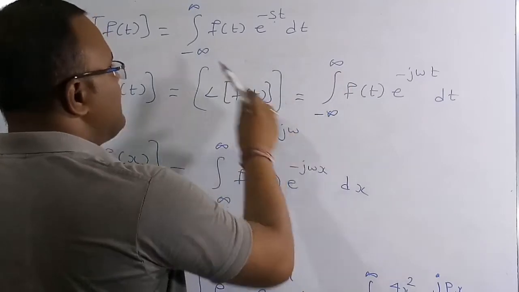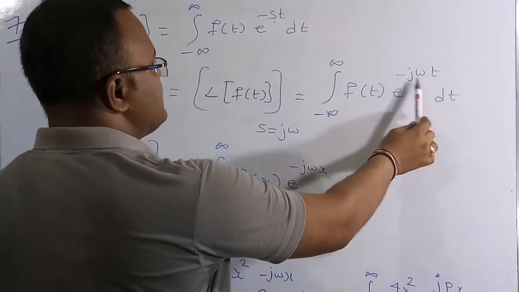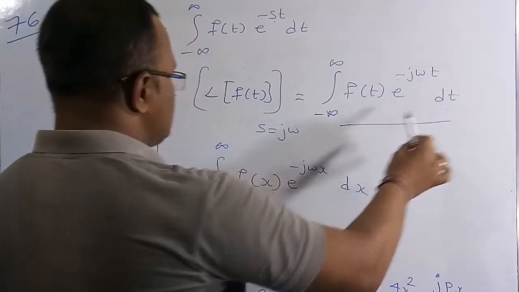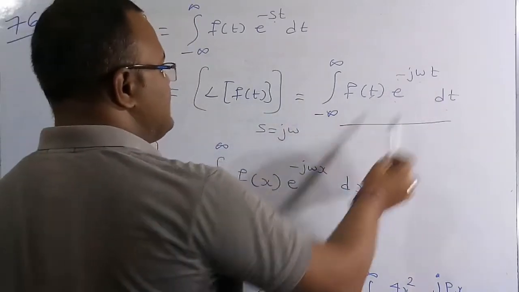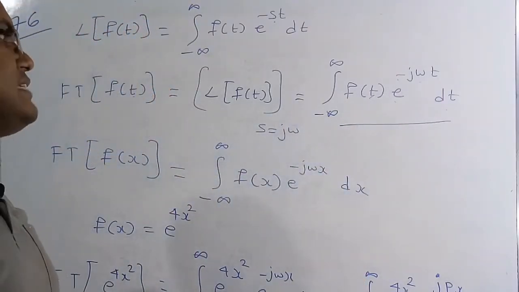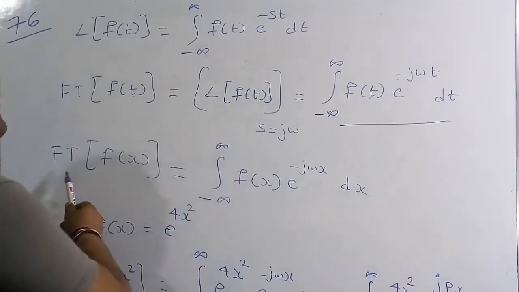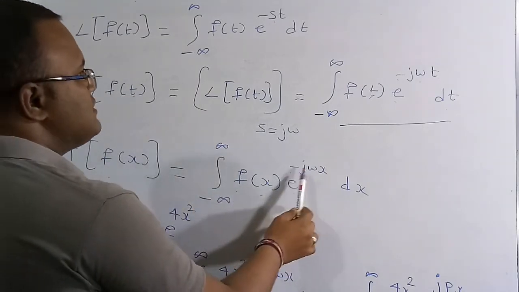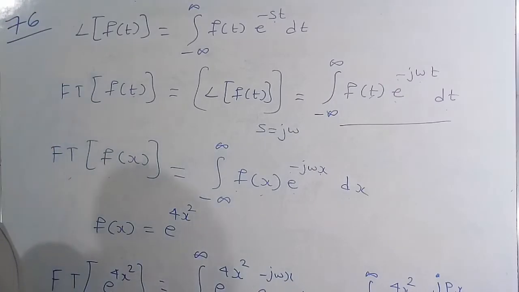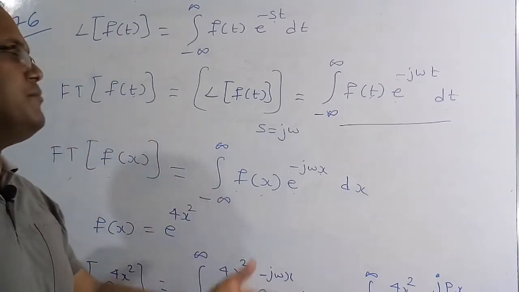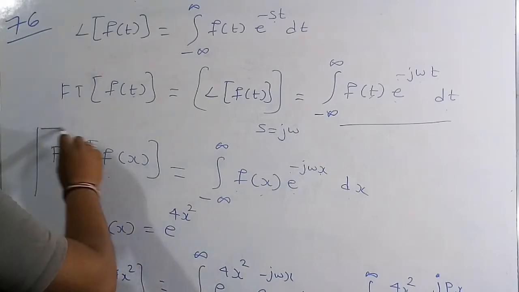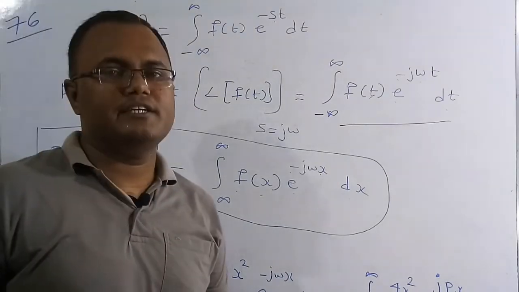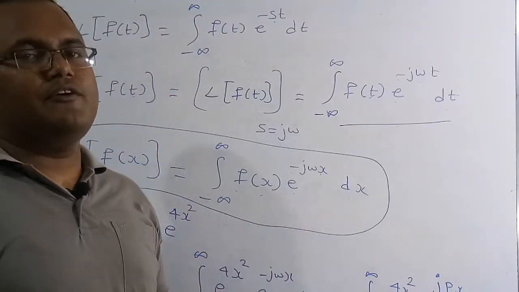So we are going to get integration from minus infinity to plus infinity f of t into e to the power of minus j omega t into dt. So we can say this is the expression of the Fourier transform. Now I can write in terms of variable x also. So replace t by x, we are going to get the Fourier transform of f of x is equal to integration from minus infinity to plus infinity f of x into e to the power of minus j omega x into dx, where x is called the dummy variable, you can go for any other variable, t, x or any variable. So this is the Fourier transform of f of x, which is equal to integration from minus infinity to plus infinity f of x into e to the power of minus j omega x into dx. So this is the formula.